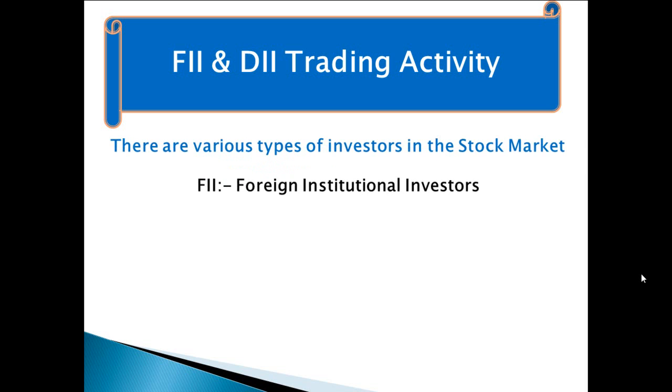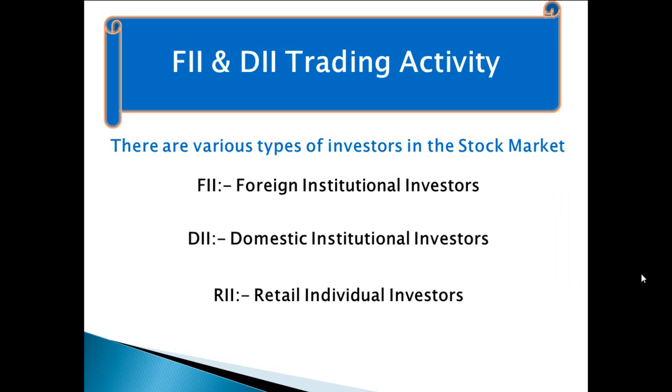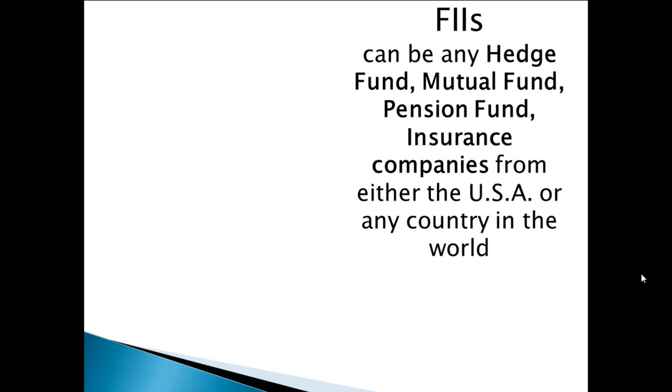The first one is FIIs. They are the foreign institutional investors. And the second type of investors are domestic institutional investors. They are called DIIs. And the third participants are retail individual investors. So let's understand each one in detail and who they are.